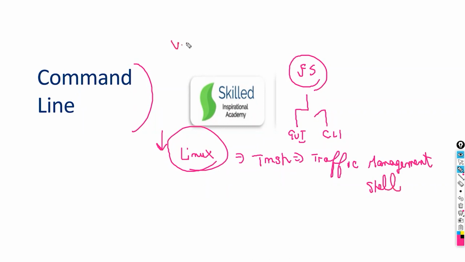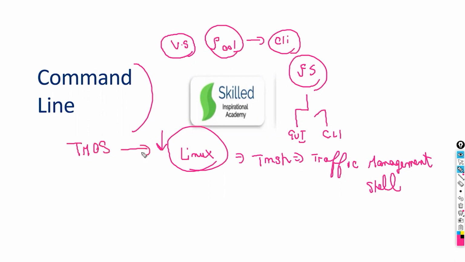Whatever things you have configured through CLI, you can configure vice versa. Whatever things you configure through GUI, like virtual server, pool, or any pool member, you can configure the same via CLI. Vice versa, the CLI part you can configure through GUI. And what operating system does it have? TMOS. And it uses your Linux operating system. So if you're good in Linux, it's easy to learn the CLI of F5.